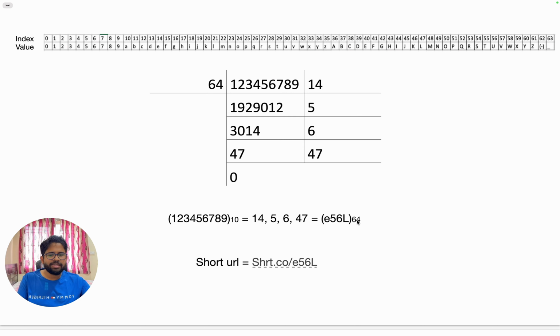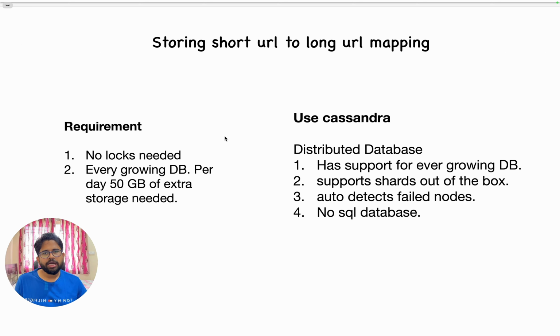So in this way, we reach base 64. Clearly, you can see the 9 characters get converted to the 4th character and you create a short URL. Now, since we have already checked how to create the short URL, now let's talk about how to get the long URL from the short URL.